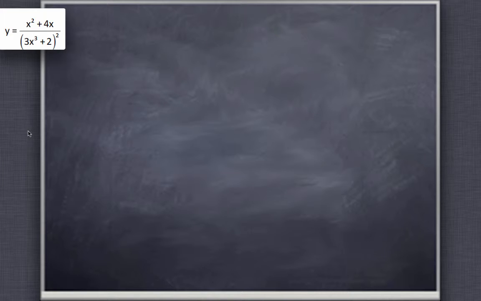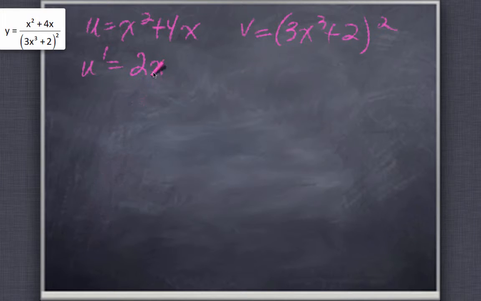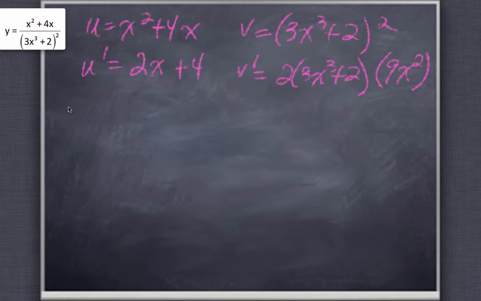So this time we have the quotient rule. U equals x squared plus 4x. V equals 3x cubed plus 2 squared, so U prime equals 2x plus 4. V prime equals 2, whatever's in the parentheses, the chocolate, times the derivative of the chocolate. So U prime V minus V prime U over V squared.